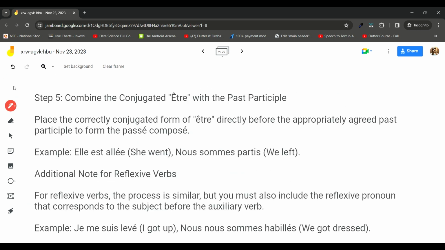Your final step is to combine the conjugated être, which was conjugated in the present tense, with the past participle. So, for example, elle, feminine singular, est is the verb être, aller is the verb, and it has been given its past participle, allée, with an extra e because it's feminine singular. Nous sommes partis, the subject, you have the verb être, and parti with an extra s because nous is plural.